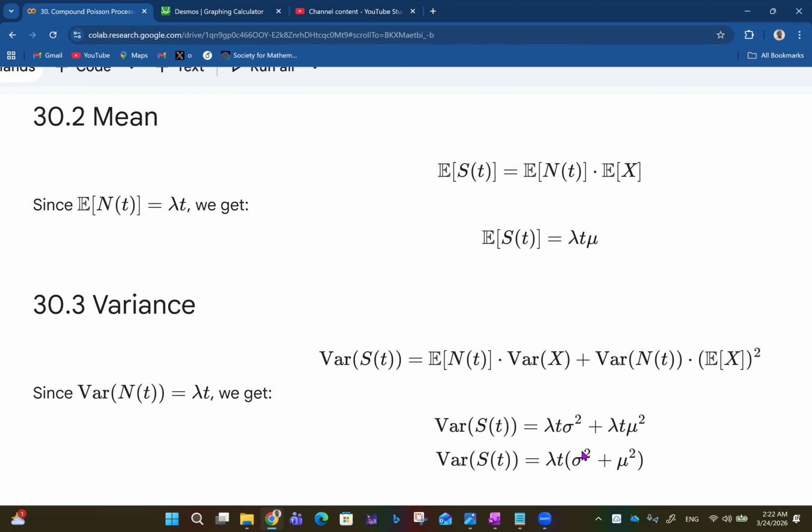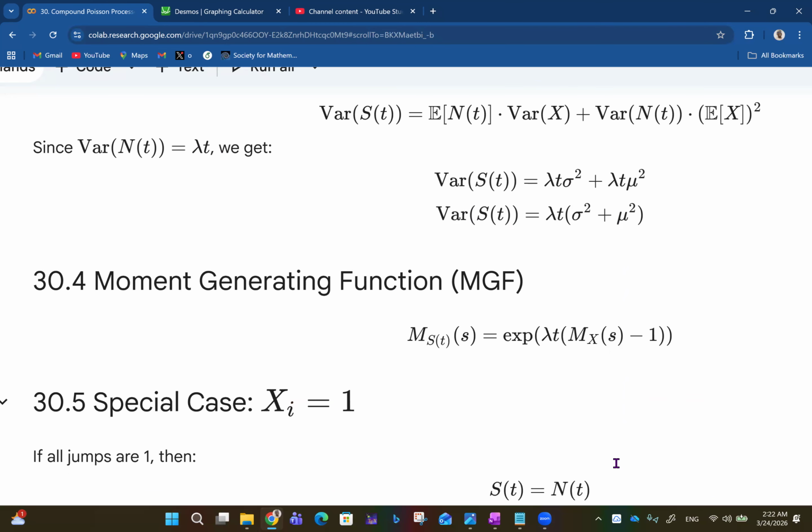And then we go for the variance. The variance of S(t) is the expected value of N(t) multiplied by the variance of X, plus the variance of N(t) multiplied by the expected value of X all squared. The variance of N(t) we know to be lambda t, and we get that the variance of S(t) is lambda t sigma squared plus lambda t mu squared. So the variance of S(t) altogether would be lambda t times sigma squared plus mu squared.